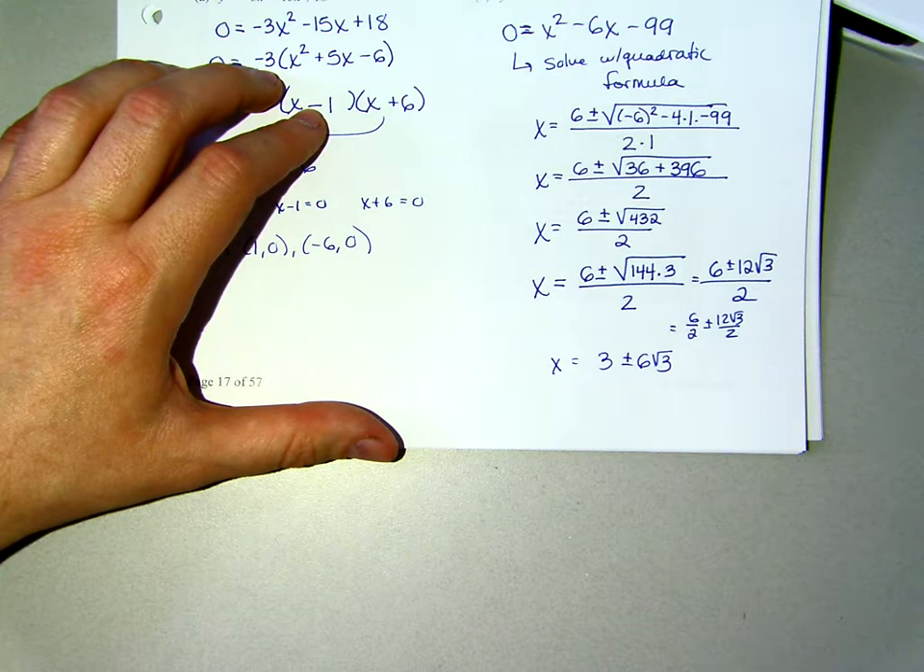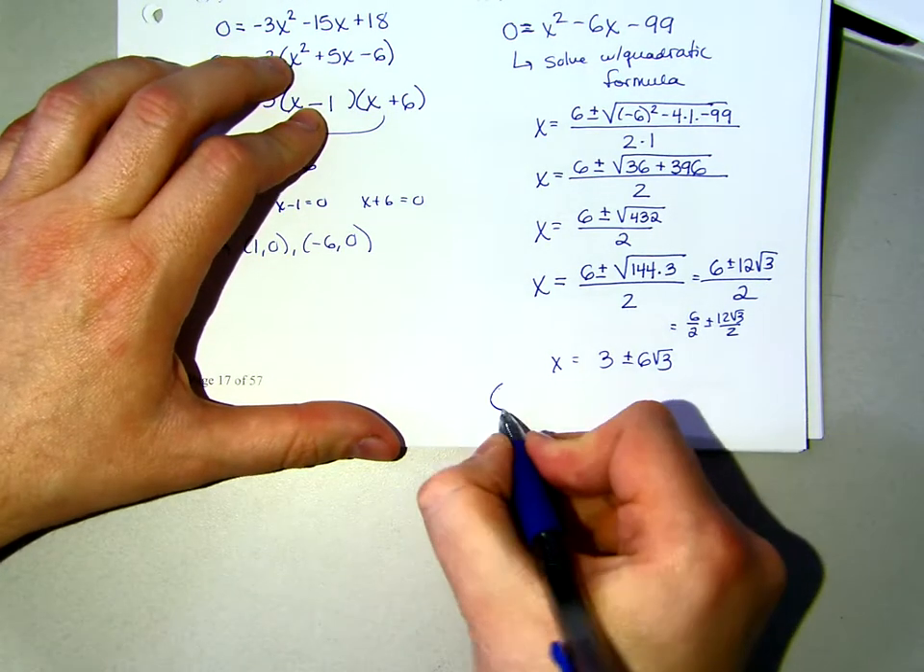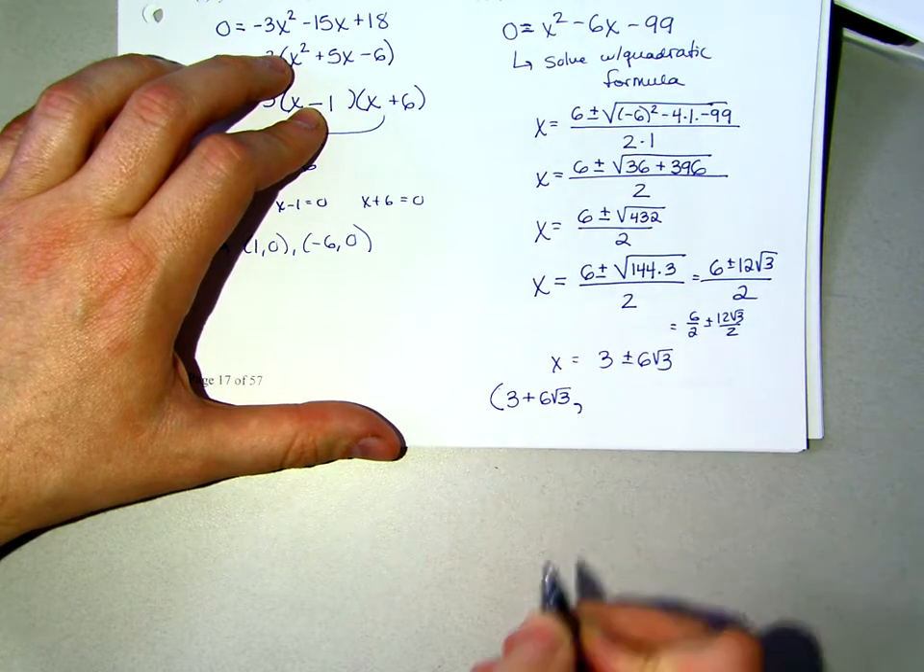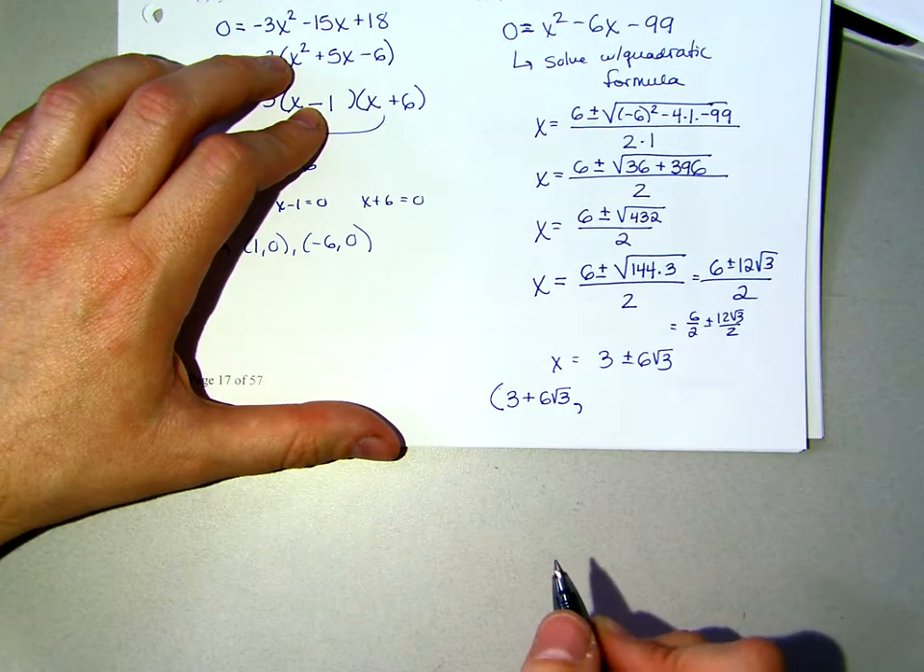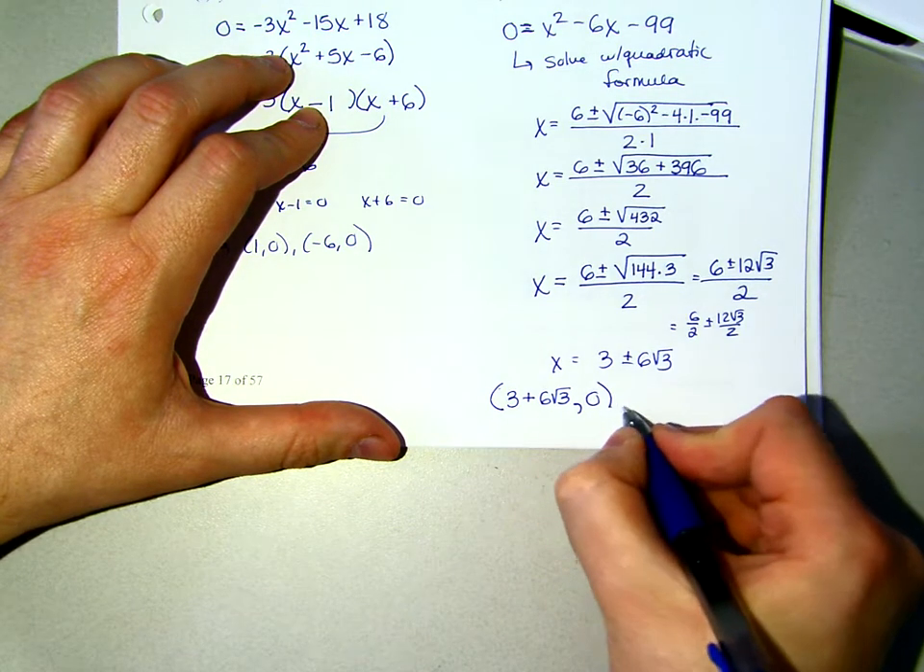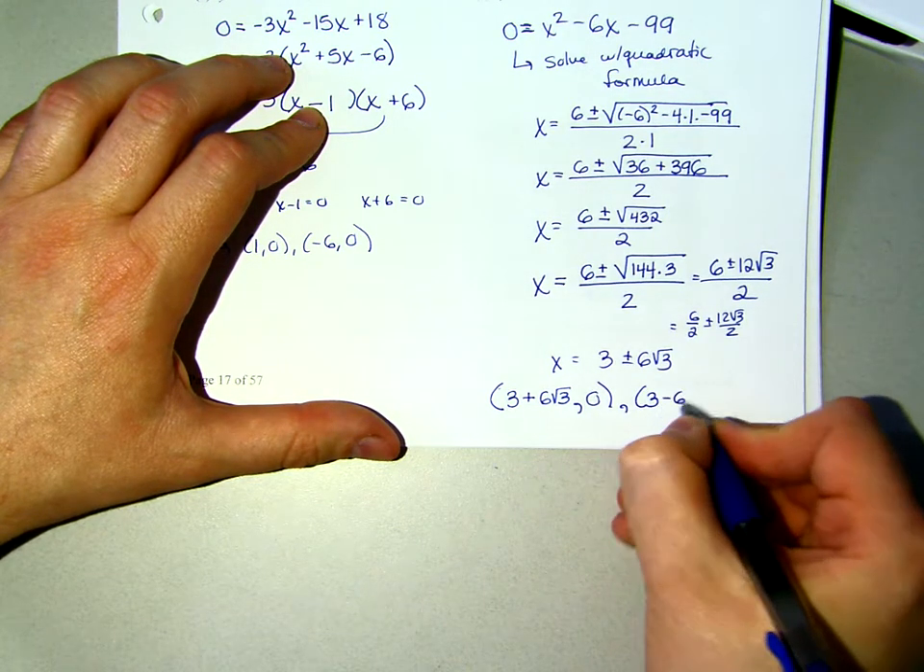I still need coordinates, though. One of my x coordinates is 3 plus 6 root 3. What's the y? 0. It's always 0 when we're finding x-intercepts. The other one is 3 minus 6 root 3.